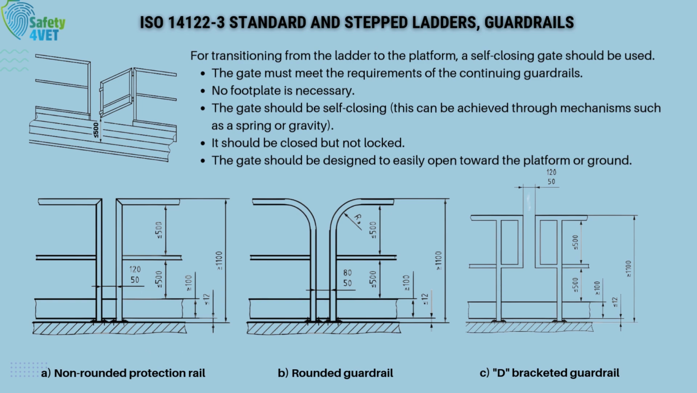This gate should be designed to meet the safety requirements of the guardrails and should not require a footplate. The gate should close by itself using a spring or gravity and should remain closed without being locked. Additionally, it should be designed to open easily toward the platform or ground.